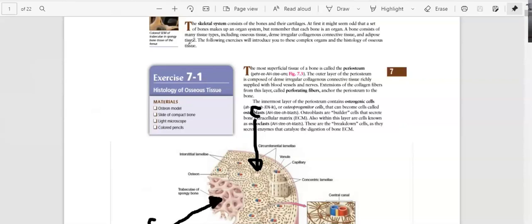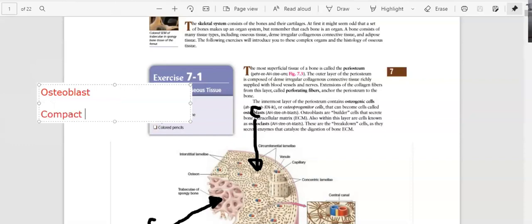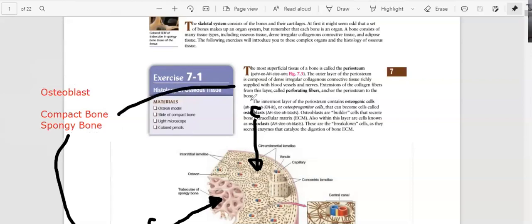So I was saying that we have, what is the name of the cell that builds the bone? That's going to be the osteoblast. Now, how many types of different bones can the osteoblast build? Well, it can build two. You're going to have compact bone and a spongy bone. That's a spongy, and this is compact.